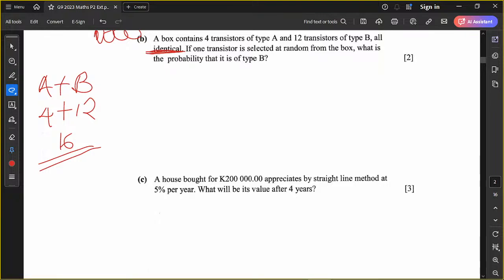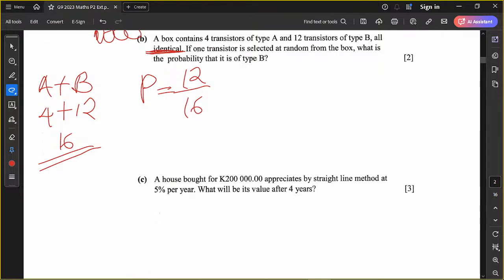So the probability we are going to come up with is: type B there are 12, and altogether in the bag there are 16. So we're going to come up with the formula, which is probability is equal to how many in the bag? 16. How many are type B? 12. So we say 12 over 16. Then we have come up with the raw probability.